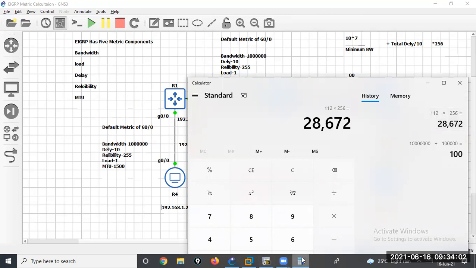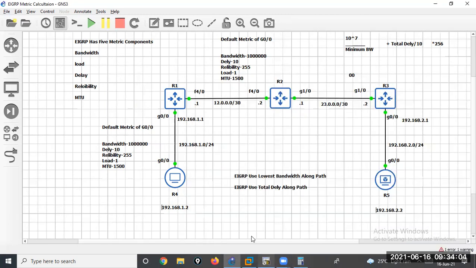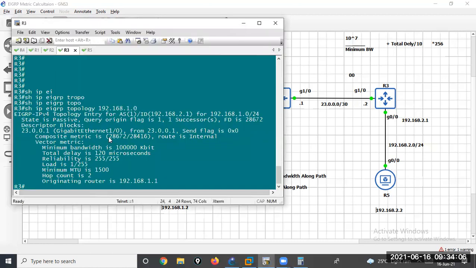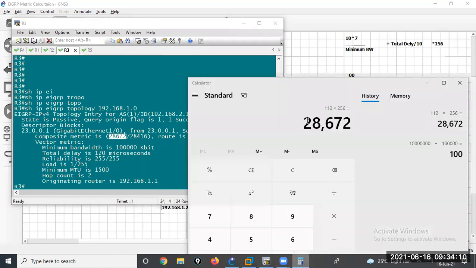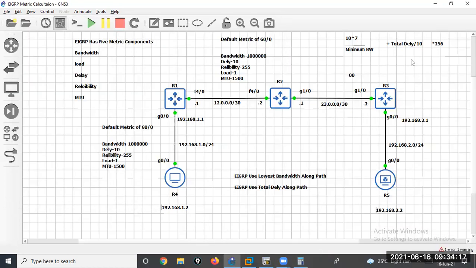Now see the topology table. Is the value correct or not? 28672, right? This is how EIGRP calculates the metric. This formula is very, very important: 10 to the power of 7 by least bandwidth plus total delay by 10, into 256. These values can be seen in the topology table. Understand?